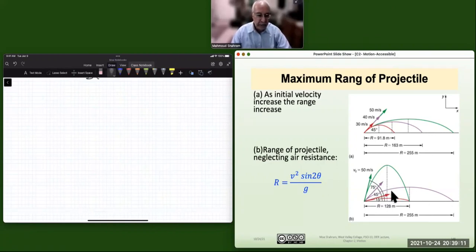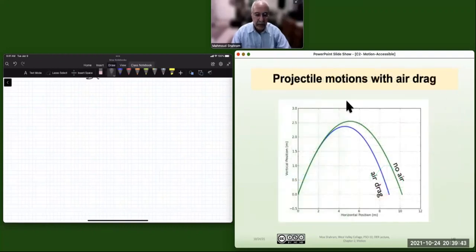As you can see, 45 degrees would give you the maximum range, because in this equation, theta is 45, 2 times theta is 90. Sine of 90 is 1. Sine of 90 has a maximum value of 1. So that times v squared over g gives you the maximum range. Of course, if there is air resistance, that changes. So you have to incorporate the air resistance, and we're not going to do that in this course. So the range is going to be lower.